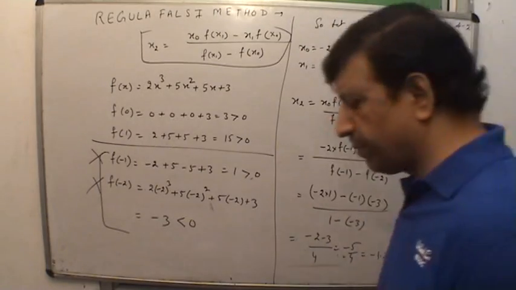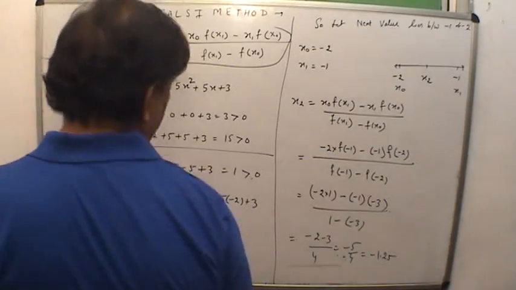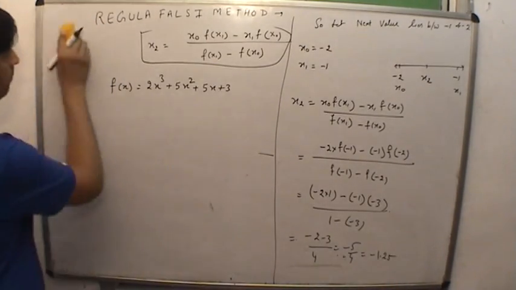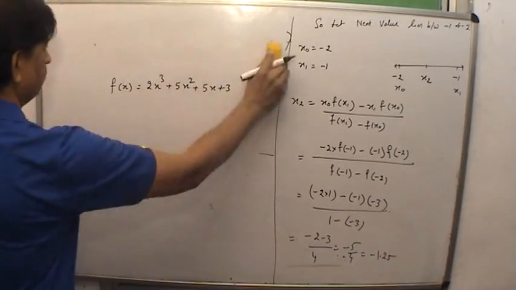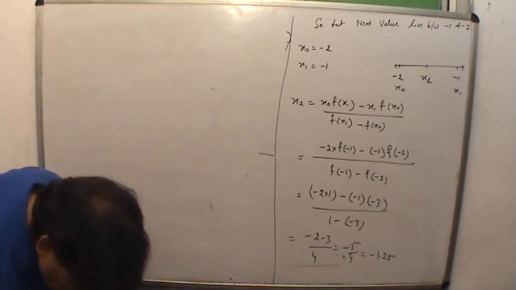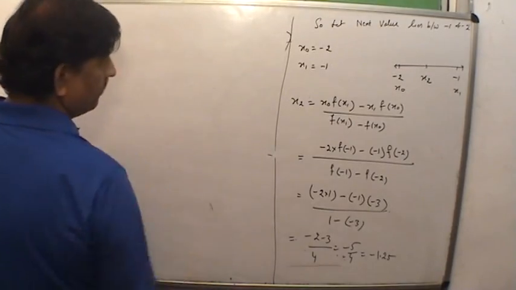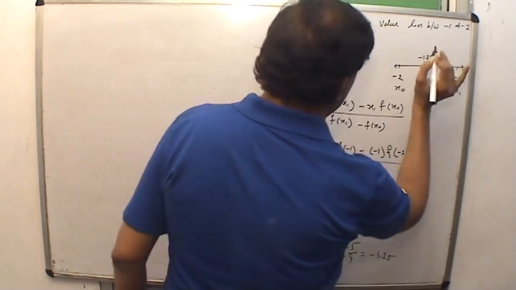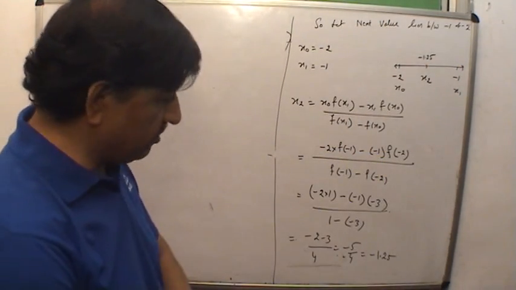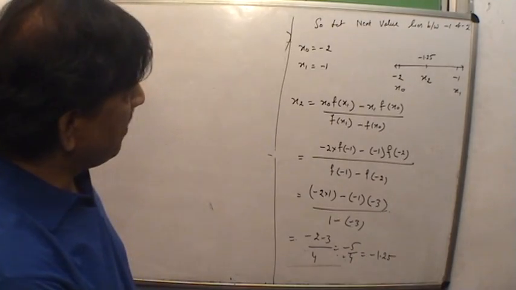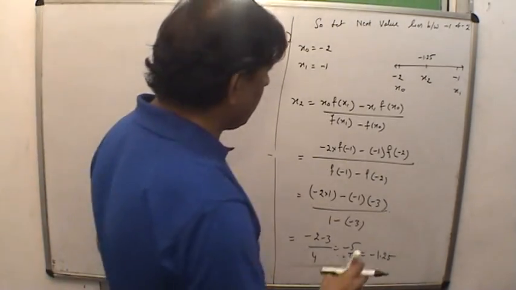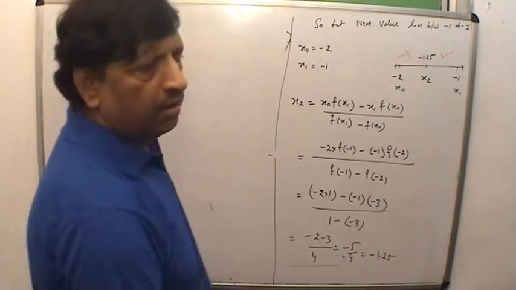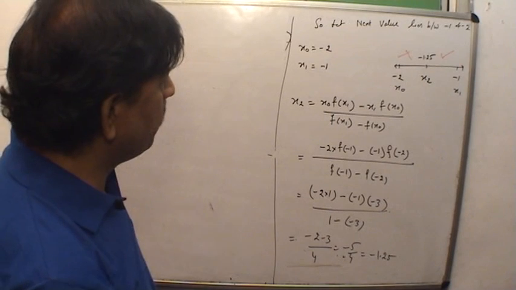Now again we can repeat the other step in the same manner. Say here is the value -1.25. Again the same situation arises, that the next value lies either on this side or on this side, either on the left or on the right.